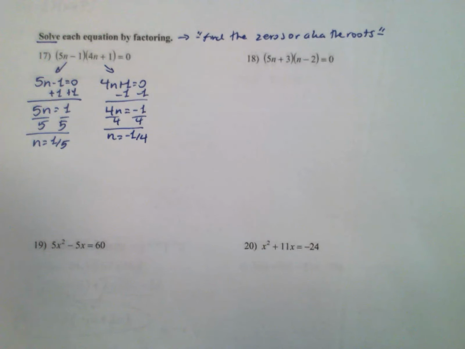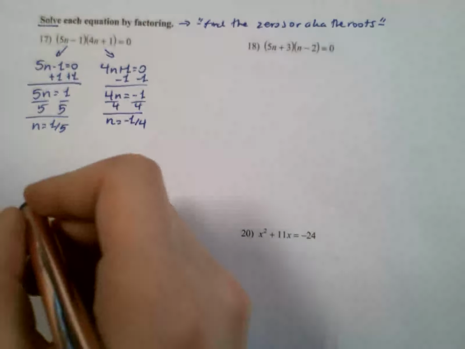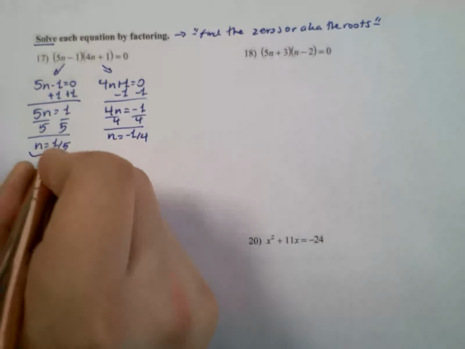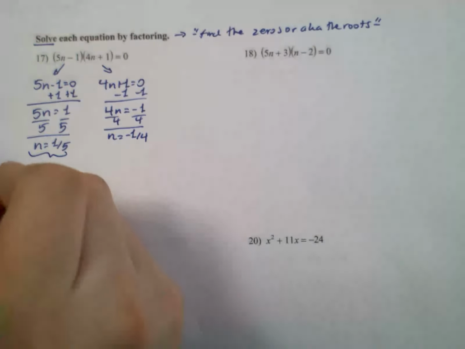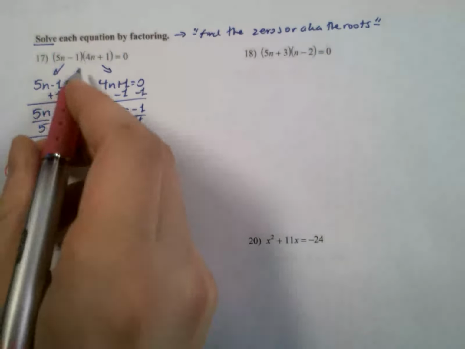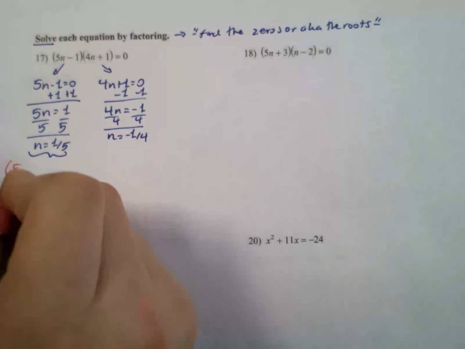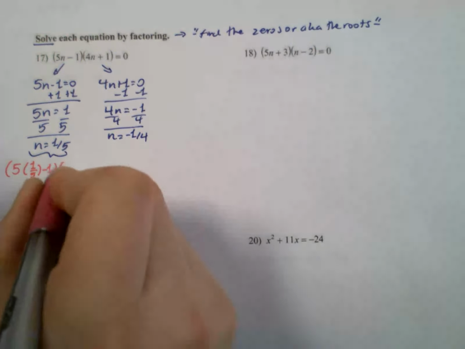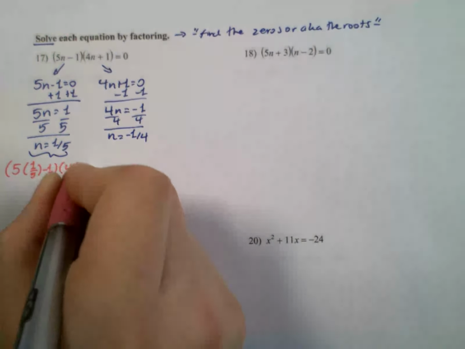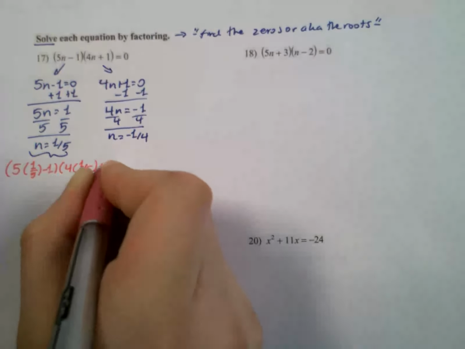Now, you're asking yourself, but why are there still 2 answers? Here's why. If I plug either of these in, I'm still going to get 0. All right, let's try this one first. I'll do this one in pink and the other one in green. So if I plug in this into my polynomial up here, or my binomials, I have 5 times 1/5 minus 1 times 4 times 1/5 plus 1.